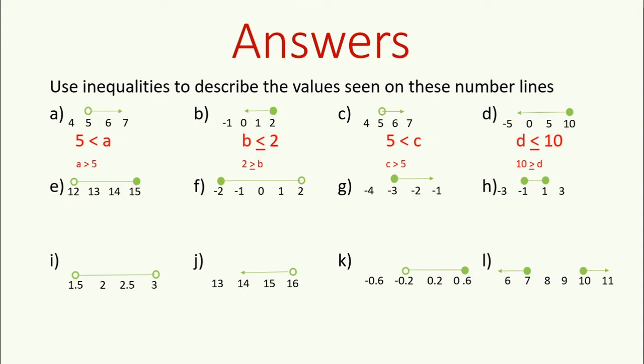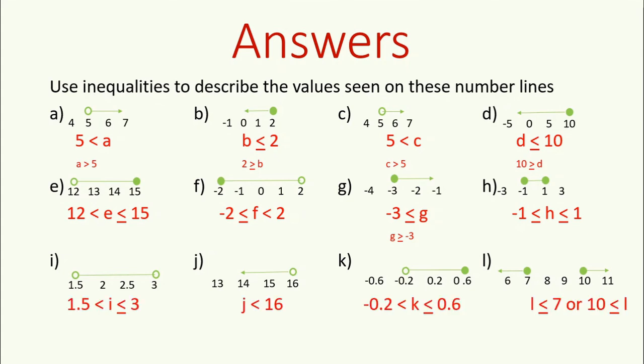Question E, F, G, and H. Most of these are combined inequalities, so you should have written them in order from smallest to biggest with your variable in between. Last row. Again, these are combined inequalities for the most case, except for J and L. In the case of J, J is less than 16, or you could have said that 16 was greater than J. In the case of L, we should not combine these for our inequality because the number line does not join. L is definitely less than or equal to 7, or L is greater than or equal to 10.